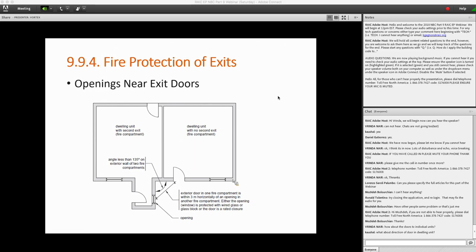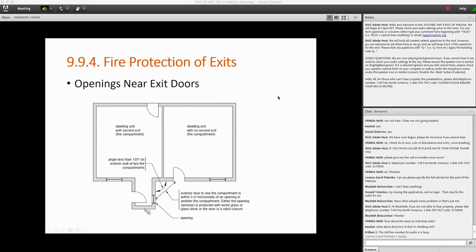Article 9946 also discusses openings near exit doors. So this is also very similar to the 2 scenarios that we just discussed. In this scenario, you have, for instance, a dwelling unit with an exterior window and also an exterior door. Then you also have another dwelling unit, and it's such that there is an opening on the exterior wall of that dwelling unit, on the far right side. And then there is also an exterior exit door.